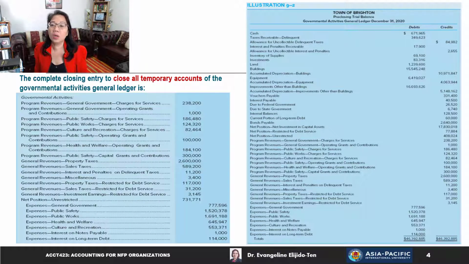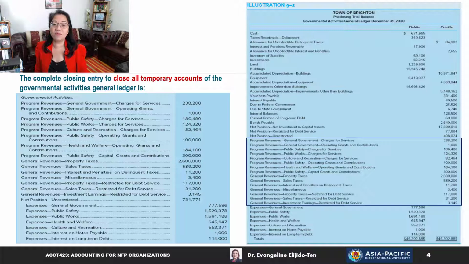So because the program revenues have credit balances, to close them, they need to be debited. So these figures, program revenues for all the different areas or functions of the government, as well as the general revenues, again, from different areas, property taxes, sales taxes, and so forth and so on, will have to be debited to close them. All right. Then we credit all the expense accounts.